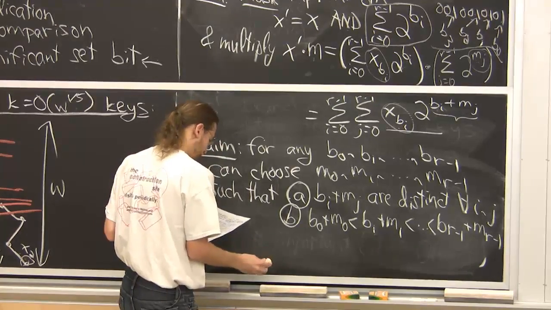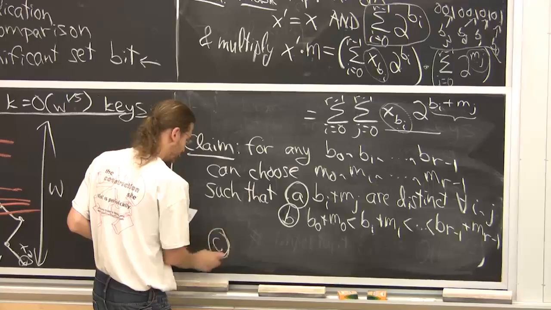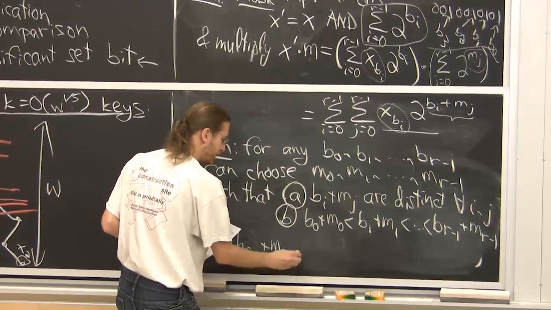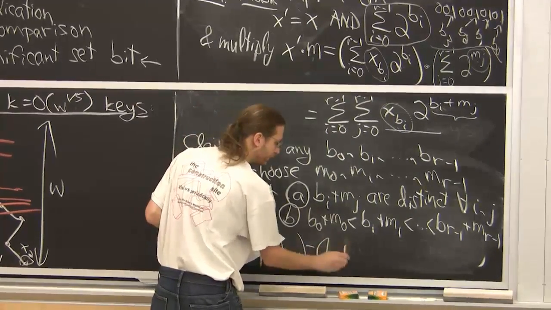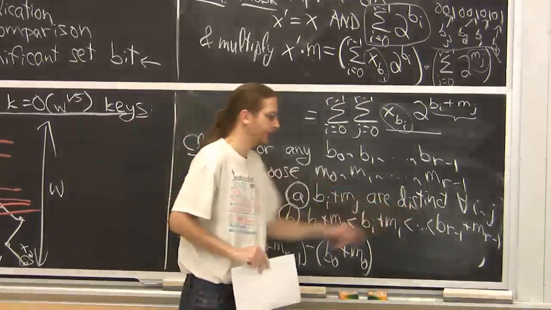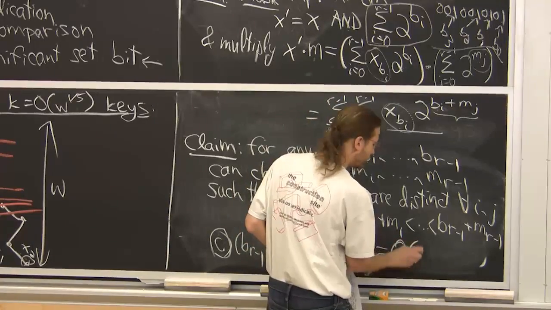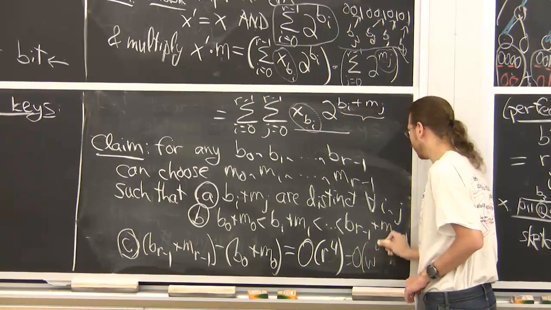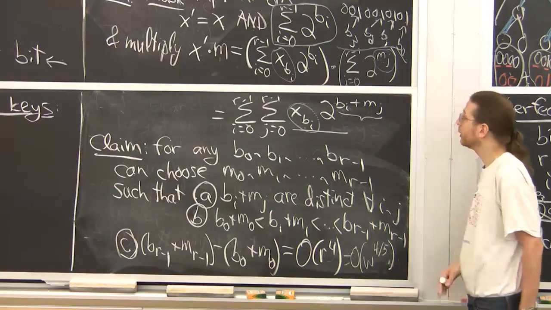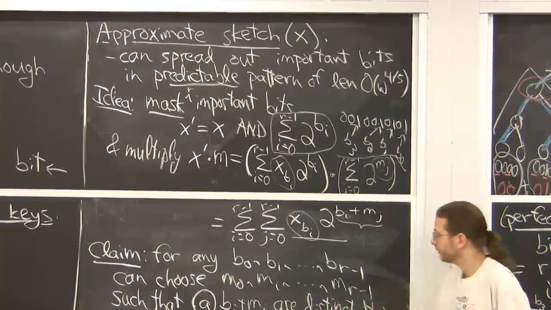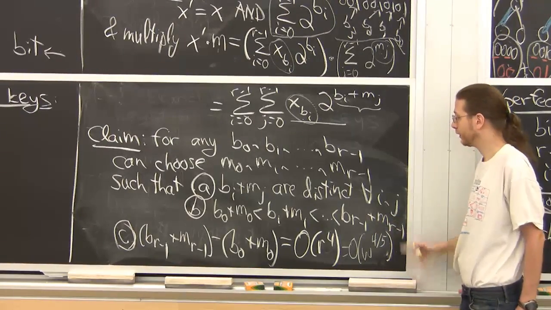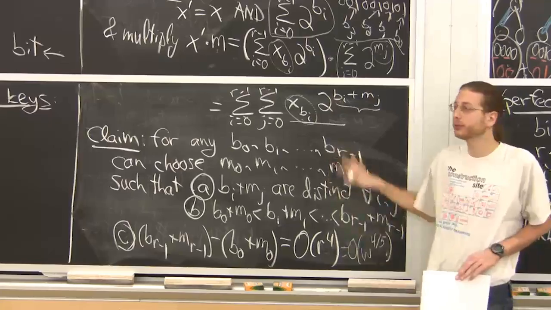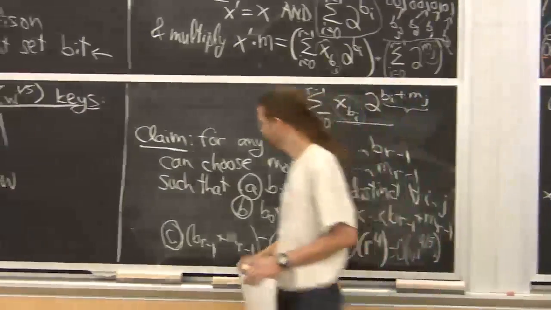And then the third property is that if I look at the span of those bits, so I look at b_{r minus 1} plus m_{r minus 1} minus b0 plus m0, that is the interval that these bits span. I want that to be order r to the 4th power, because r was w to the 1/5. So this would be order w to the 4/5. That's what I need for everything to fit in. This is guaranteeing that these bits are the sketch that I need. They appear in order, and they don't span a very large interval, just w to the 4/5. This is what I need to prove. If I can prove this, I have approximate sketching. So let's prove it.